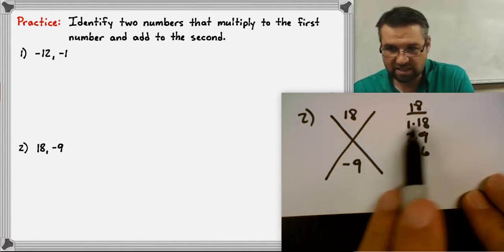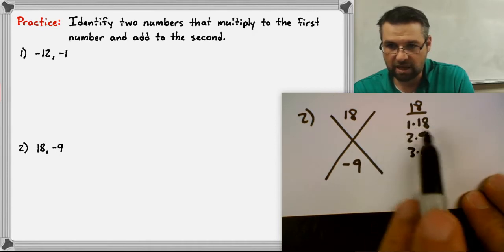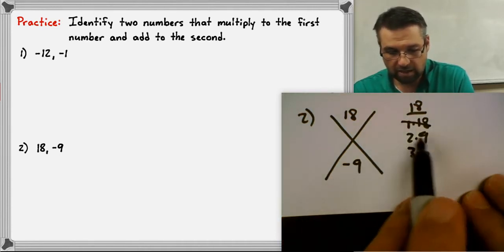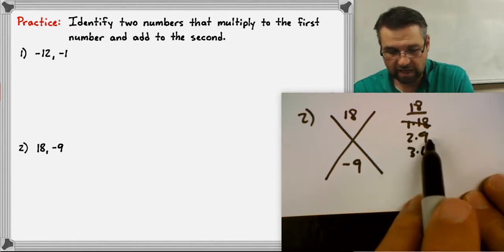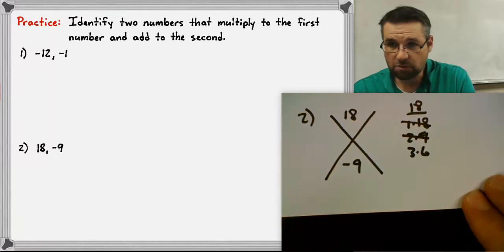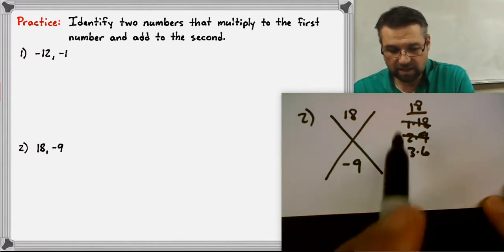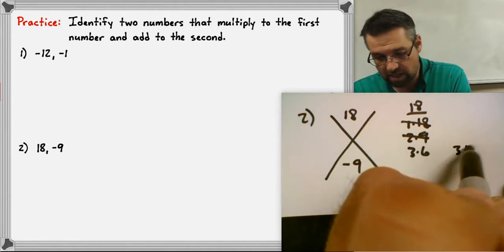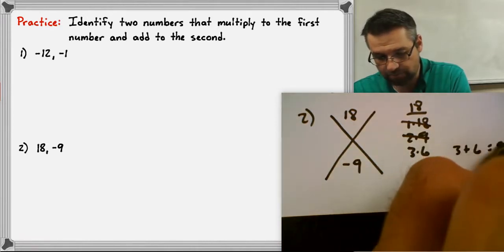Well, 1 plus 18 is 19. 18 minus 1 is 17, so that doesn't work because I need a 9. 9 plus 2 is 11. 9 minus 2 is 7. That doesn't work. 6 plus 3 is 9. 6 minus 3 is 3. So we do get the 9 when we take the 3 and the 6 and we add them together.